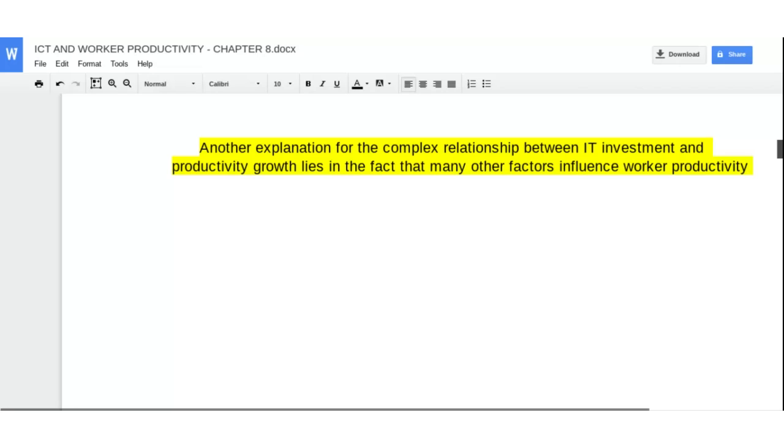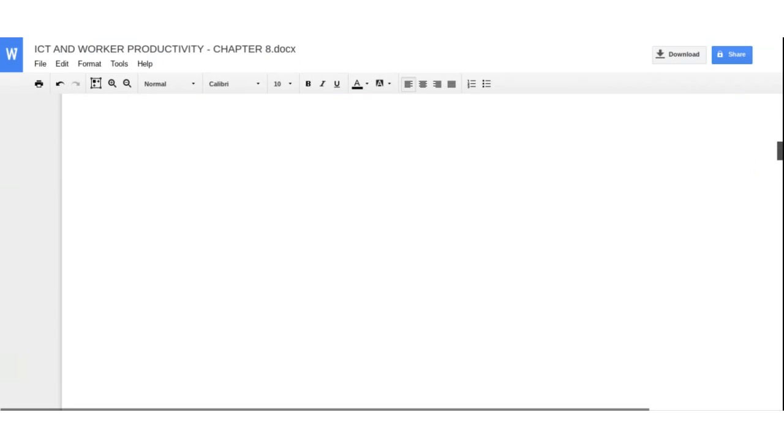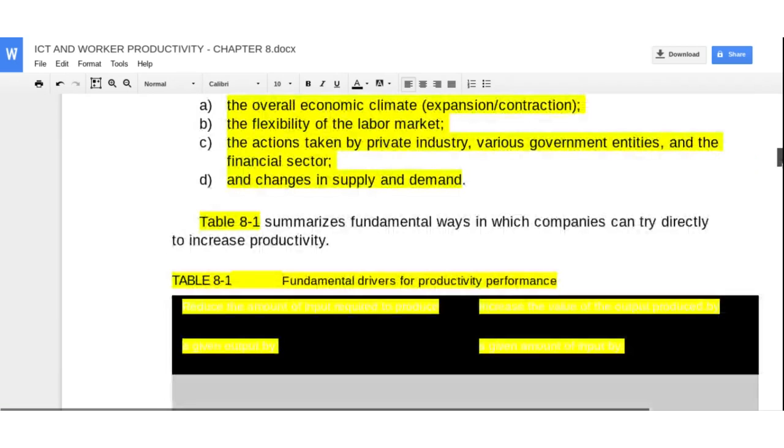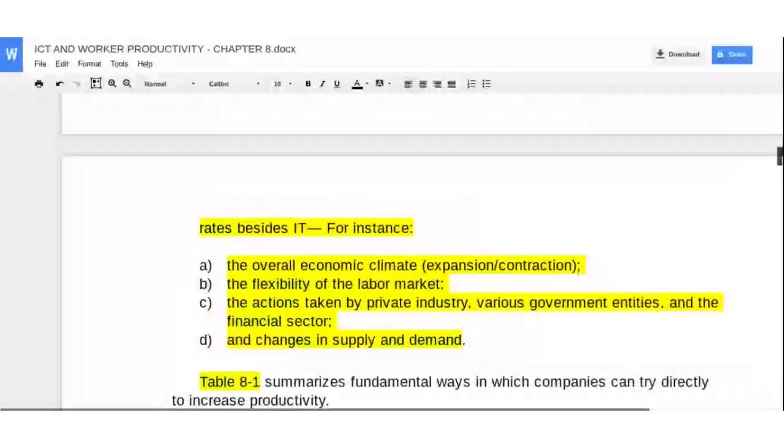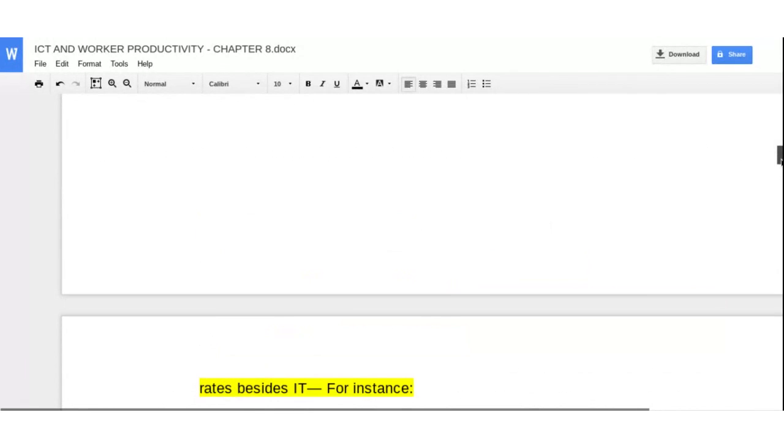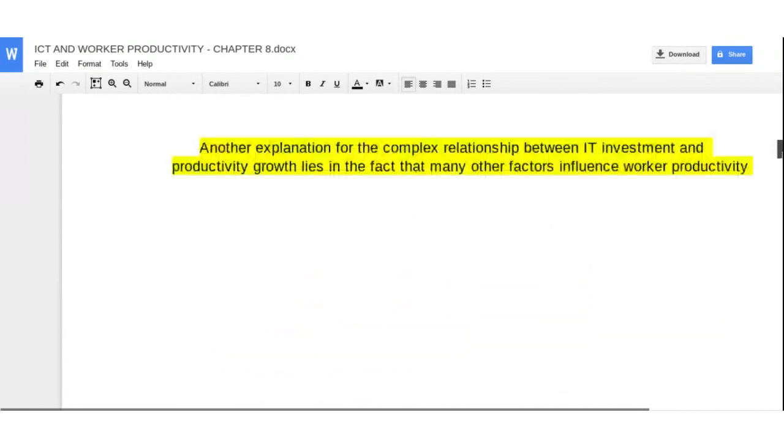It says another explanation for the complex relationship between IT investment and productivity growth lies in the fact that many other factors influence worker productivity. So it is hard to know if we are noticing something positive. How can we tell whether it is because of ICT, or because there are other factors that are also part of whatever is happening there? But anyway, we want to be positive that ICT is creating a positive impact on productivity and investment. Sorry, this document is one I'm still editing, and there are some parts that I need to make better.